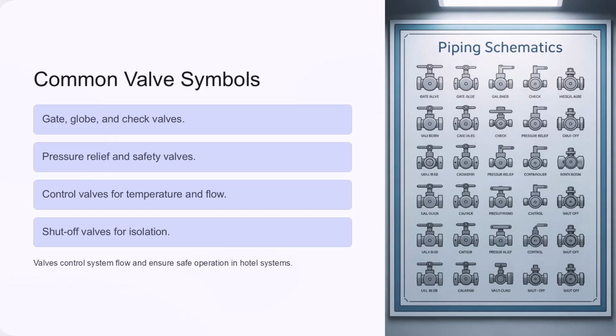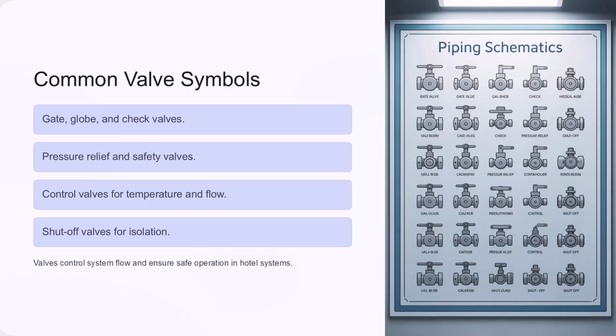Common valve symbols. Let's now focus on valve symbols. Valves control system flow and guarantee safe operation. Gate, globe, and check valves are used for various flow control needs. Pressure relief valves and safety valves protect against overpressure. Control valves regulate temperature and flow automatically.